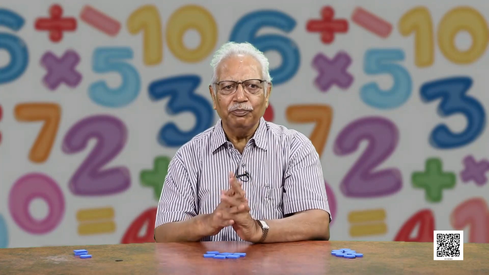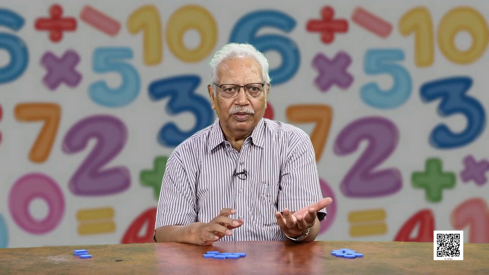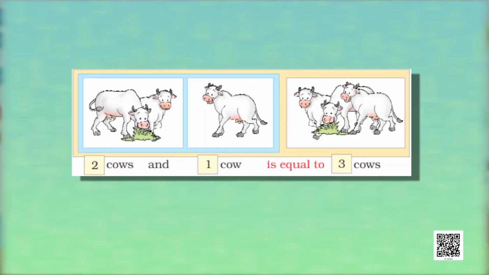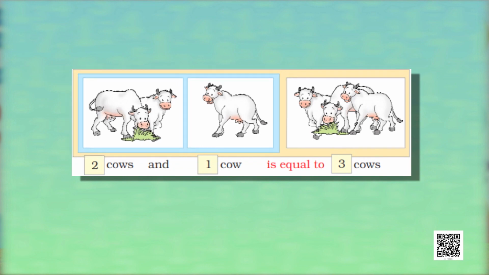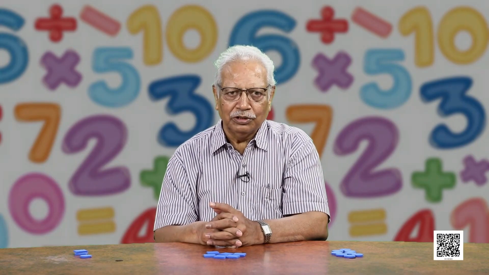Let us look at some pictures, which are pictures from your home, from your neighborhood, and you see how many cows you can count. These are 2 cows and one more cow comes in. So, they will be equal to how many cows? They will be equal to 3 cows. 1, 2, 3, that way you can count.